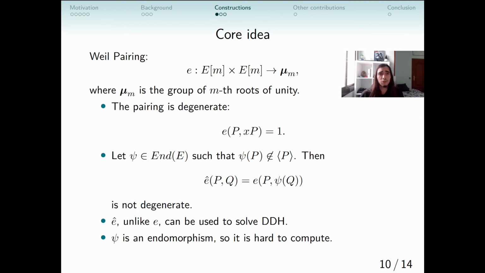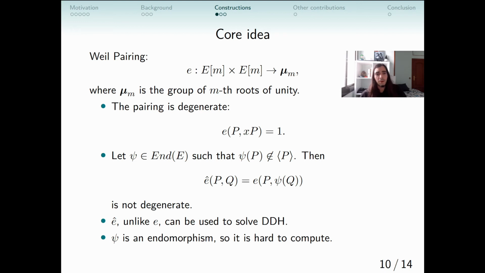But what we can do to solve this is to use what is called a distortion map, which basically is an endomorphism such that the image of a point is not collinear with the point.